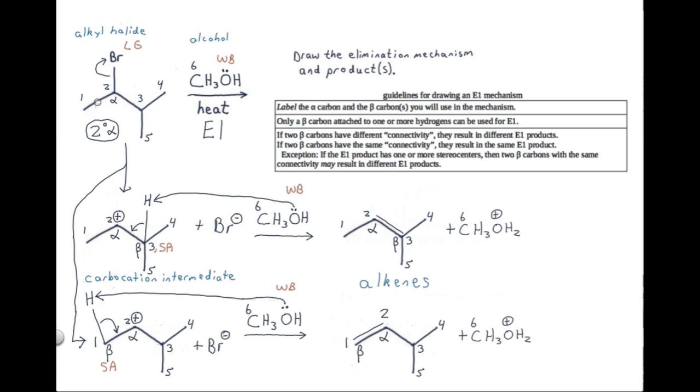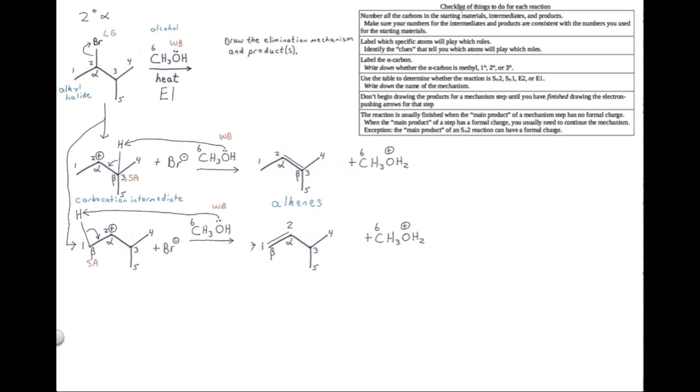Well, here it's very easy to see that the connectivity of carbon 1 is different from the connectivity of carbon 3. If you were going to describe the connectivity of carbon 1, one of the things you would start by saying is that carbon 1 is connected to 3 hydrogens, 3 hidden hydrogens. Well, clearly carbon 3 is only connected to 1 hydrogen. That's enough by itself to see that those 2 beta carbons have different connectivity, so we can trust that they will result in different E1 products. And you should be able to compare these 2 products and see that they clearly are different molecules.